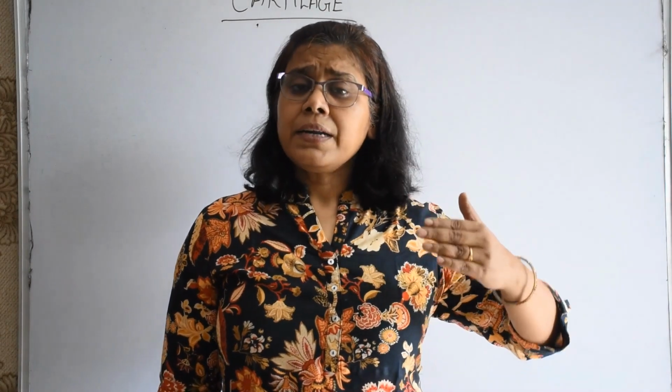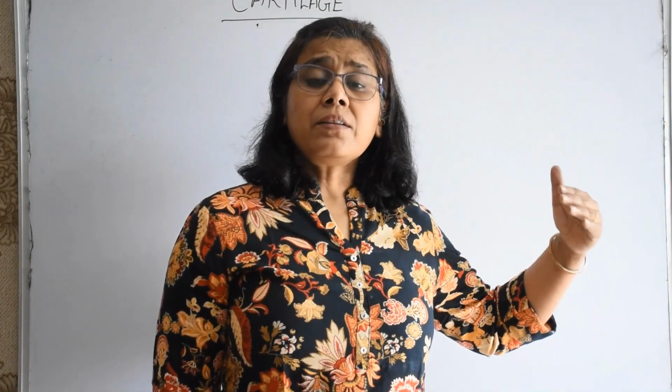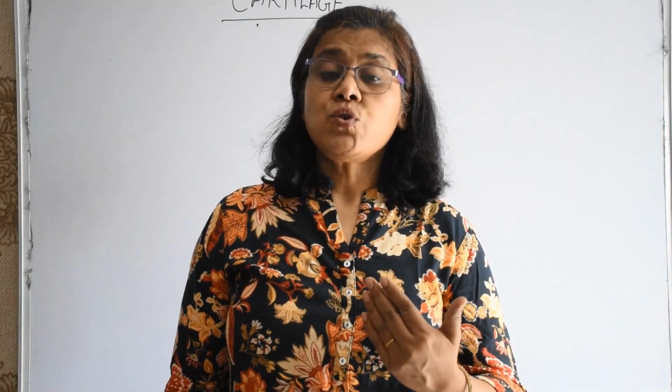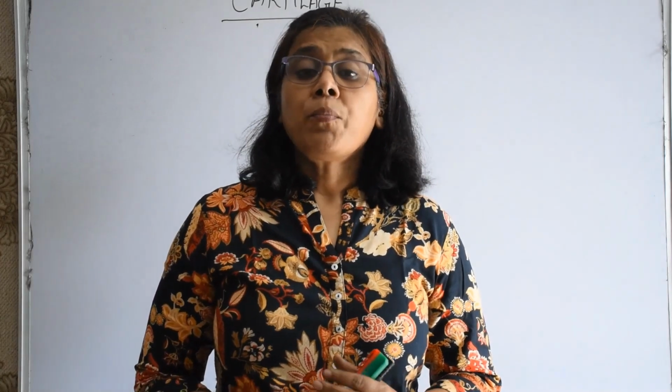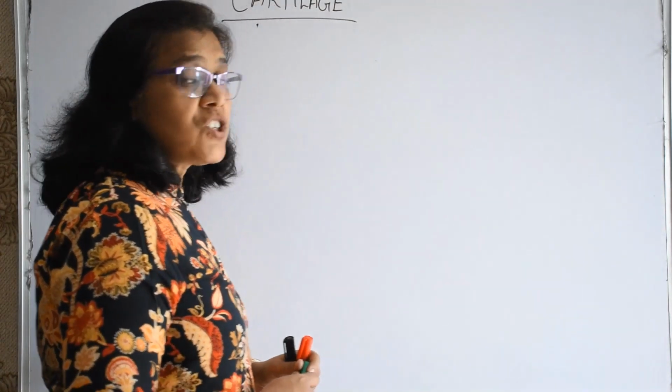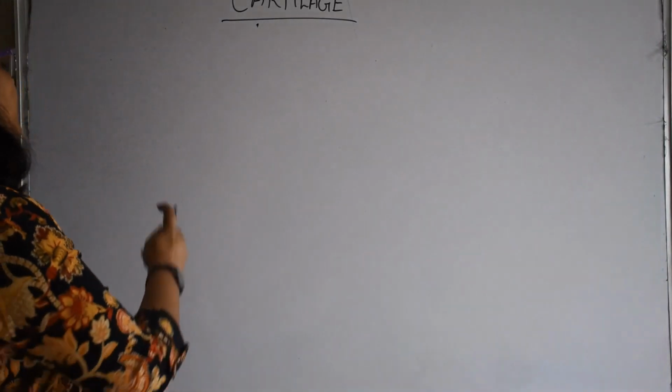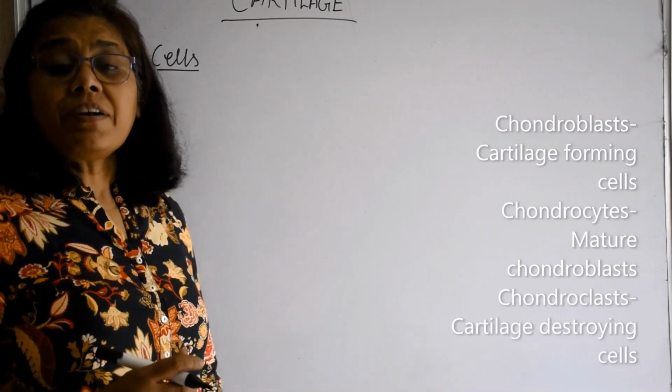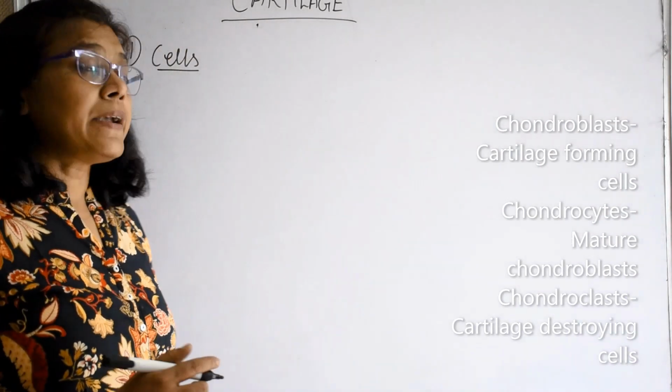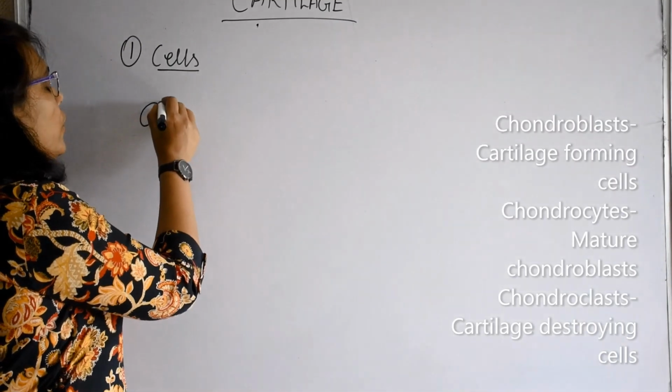As you are learning cartilage under the topic specialized connective tissue, it is a connective tissue, so naturally the connective tissue components will also be present. So here in cartilage also 3 components are present, and the first component is cells. There are different types of cells present in the cartilage. The first one is chondroblast.